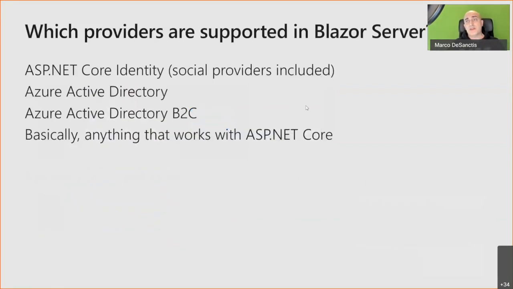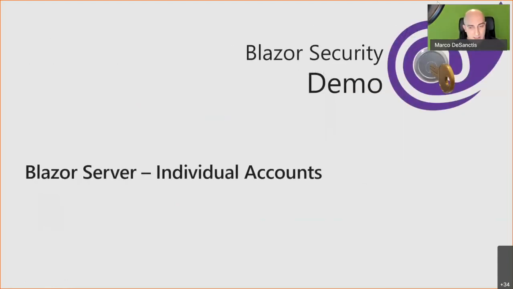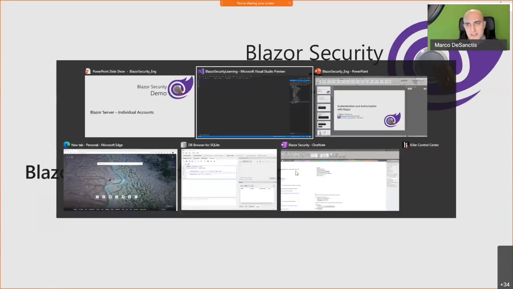So this means that if we look at which providers we can support in Blazor Server, well, we definitely support things such as ASP.NET Core Identity or Azure Active Directory, both the enterprise or B2C, just because they work with ASP.NET Core. Again, Blazor Server is just leveraging an existing feature which already is there for ASP.NET Core and SignalR. So basically, anything that works with ASP.NET Core will work with Blazor Server securely. So let's have a look at how this works. So let's jump to Visual Studio.